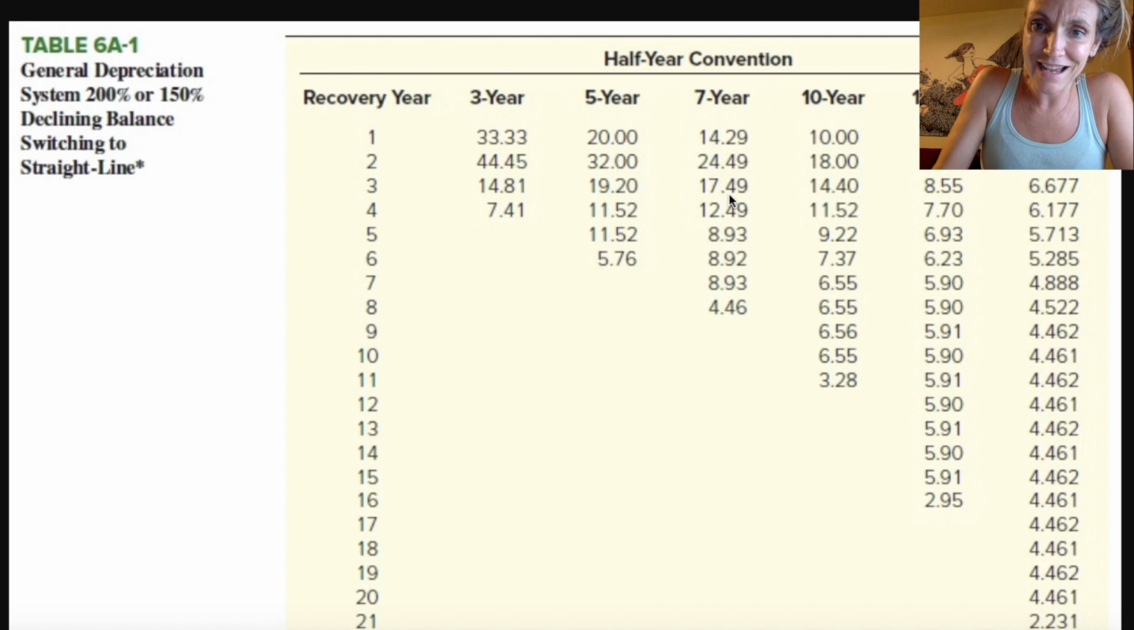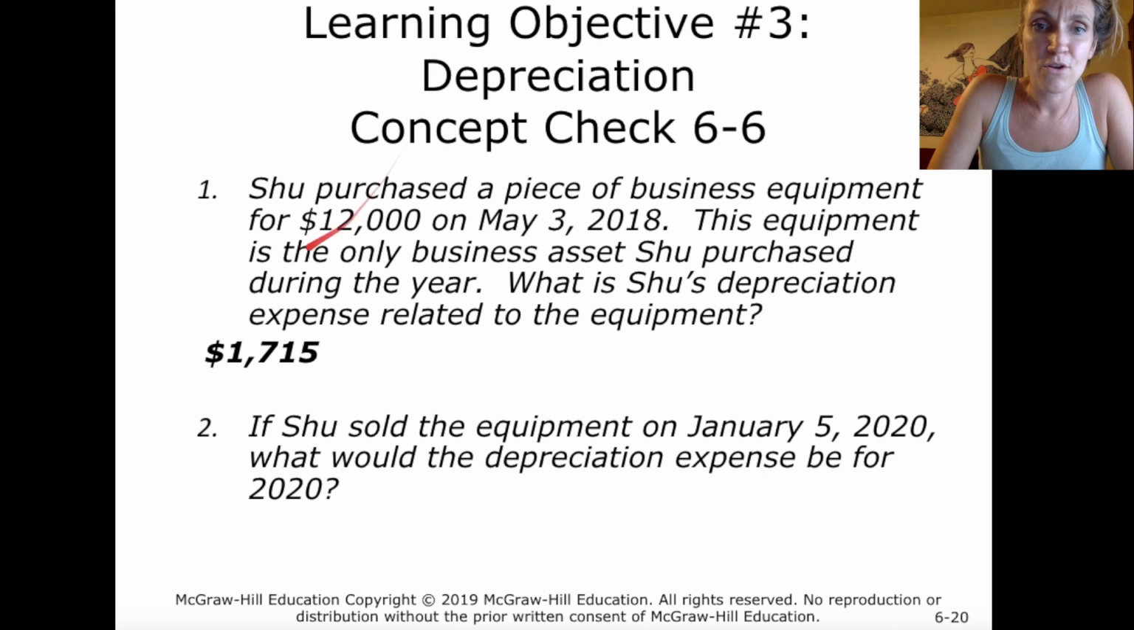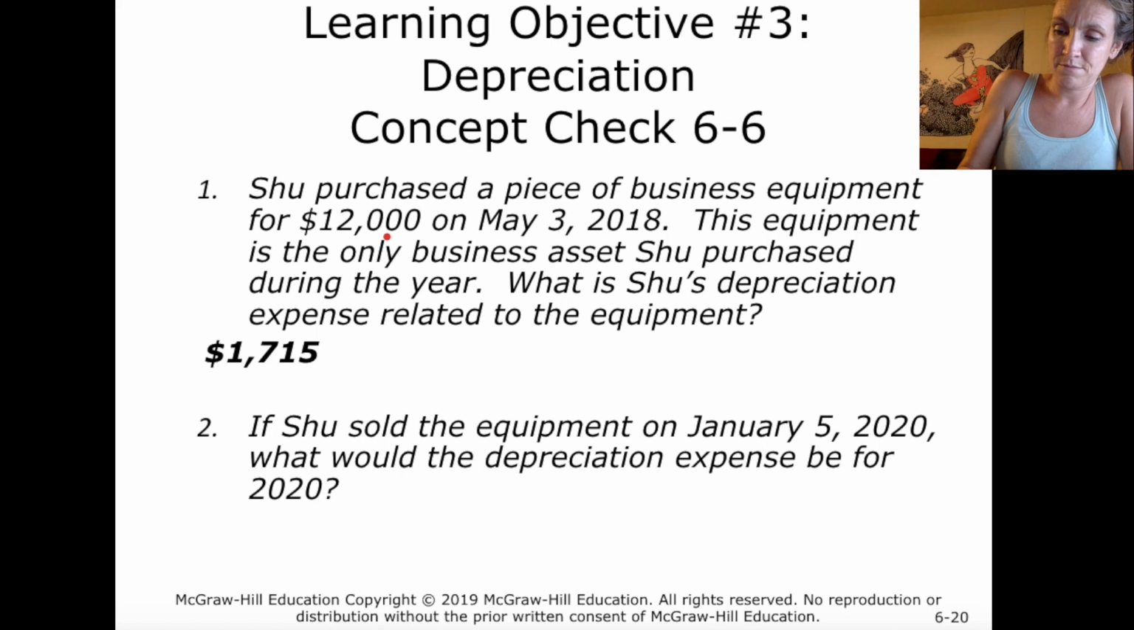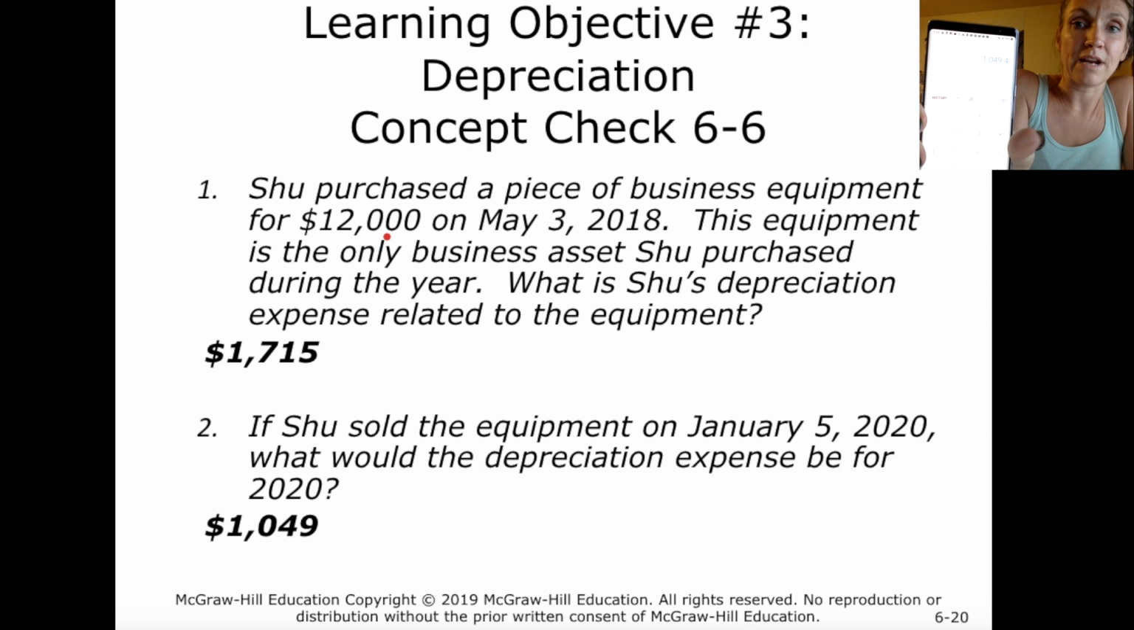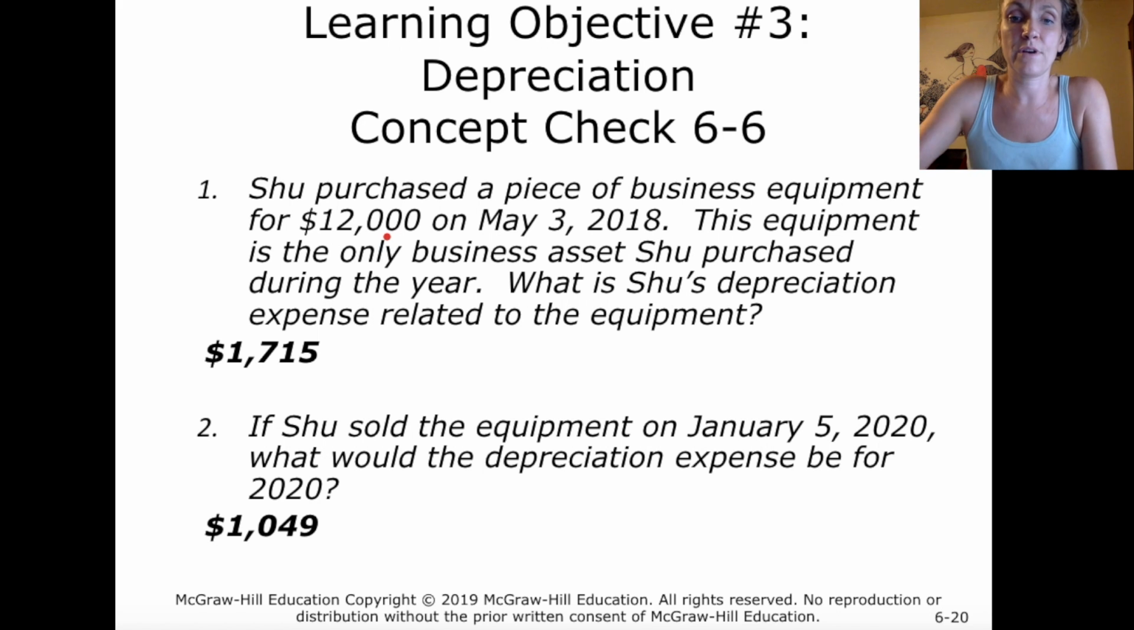0.1749 times 12,000 equals 2,098.80 divided by 2. 1,049.40. So 1,049.